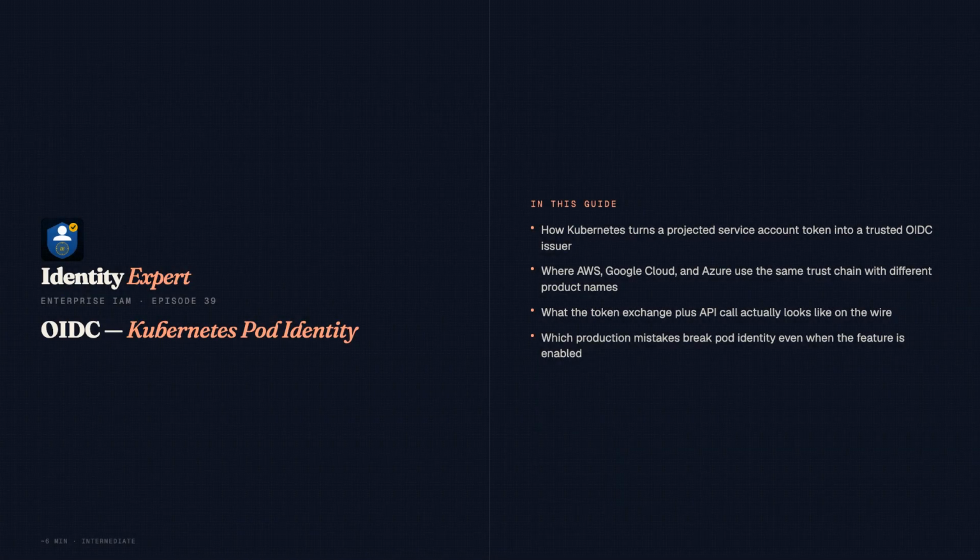In this guide, how Kubernetes turns a service account token into an OIDC issuer the cloud can trust, where EKS pod identity, GKE Workload Identity Federation, and Azure Workload Identity differ, what the token exchange looks like on the wire, and which mistakes break pod identity in production.